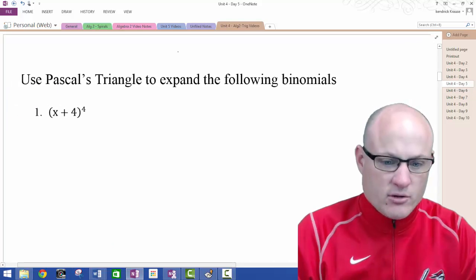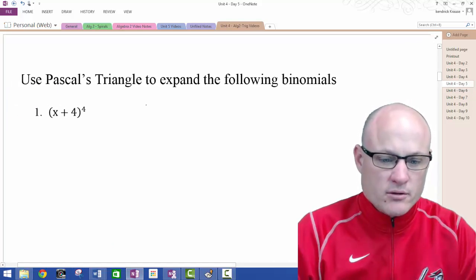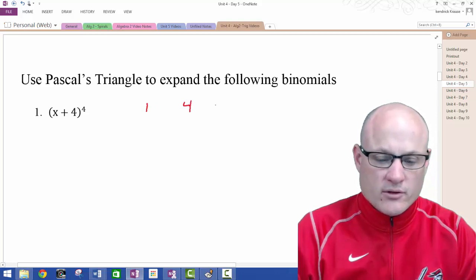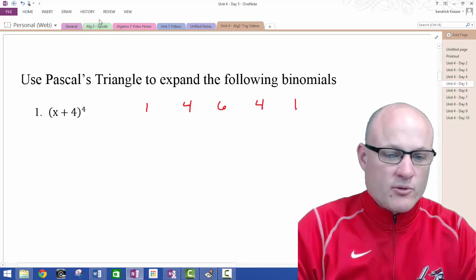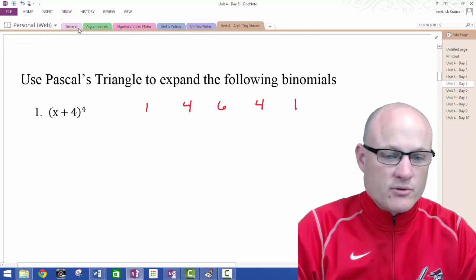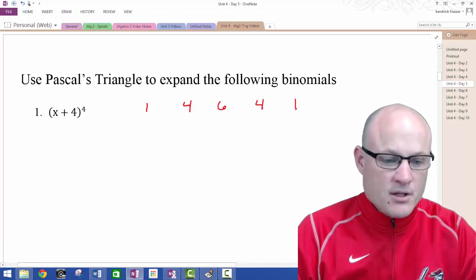So we're going to use the coefficients 1, 4, 6, 4, and 1. Let's switch to a smaller pen, maybe a different color. So what we'll do is we'll go 1 and then 2 sets of parentheses. Now the 2 sets of parentheses are for the 2 parts of the binomial.